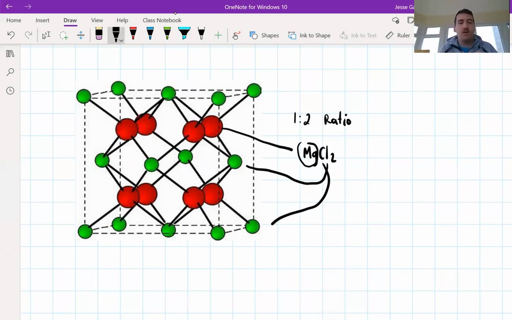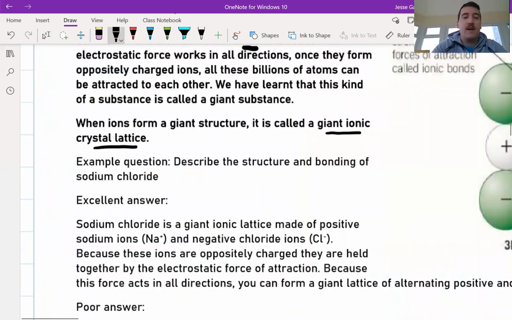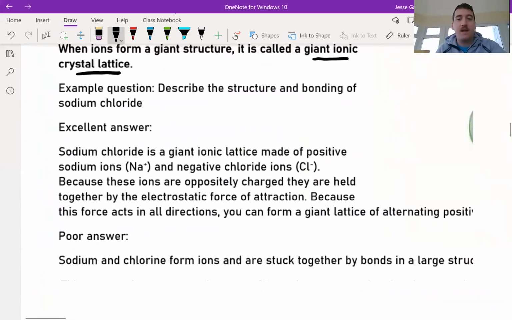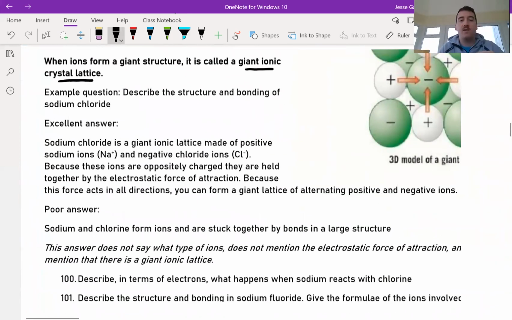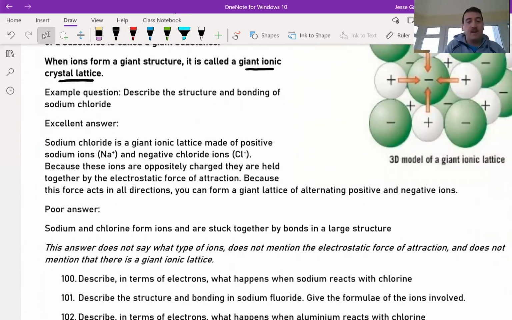So I'm hoping that you understand that these formulas for ionic substances tell us the ratio of ions in the giant crystal lattice. And that's the structure of basically all ionic substances; they form these crystal lattices. Okay, let's see some detailed explanations of what we might be asked about something like this. So here's a typical question where you might be asked to see if you really understand the difference between structure and the bonding of things.